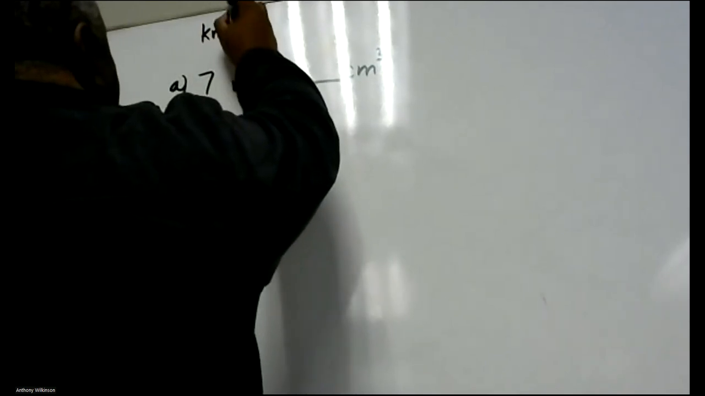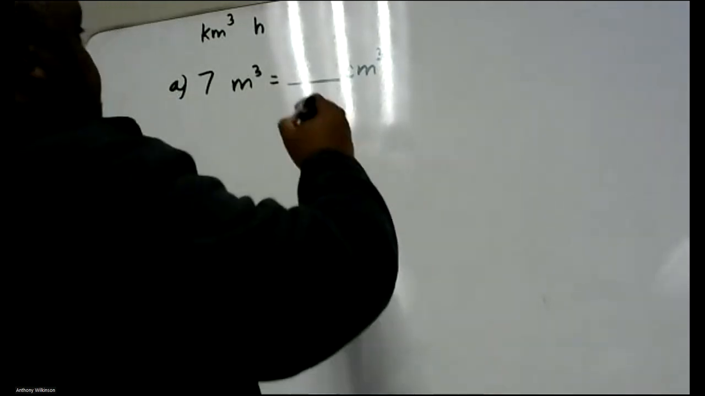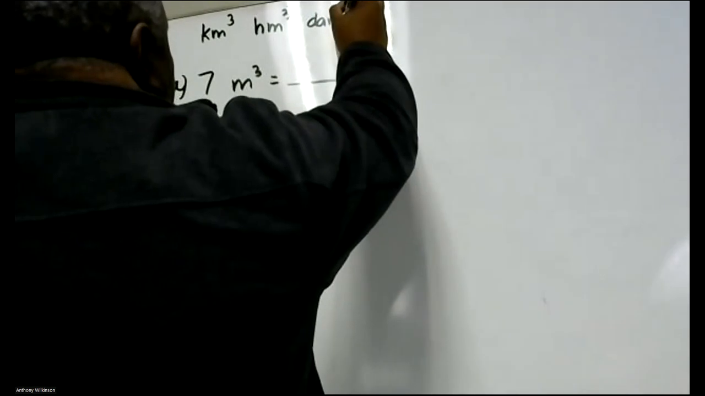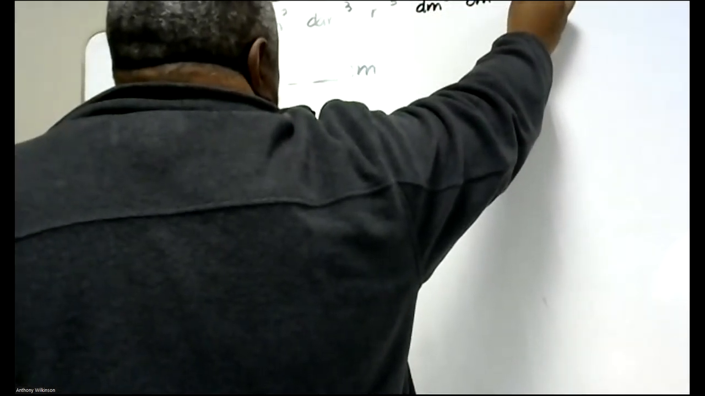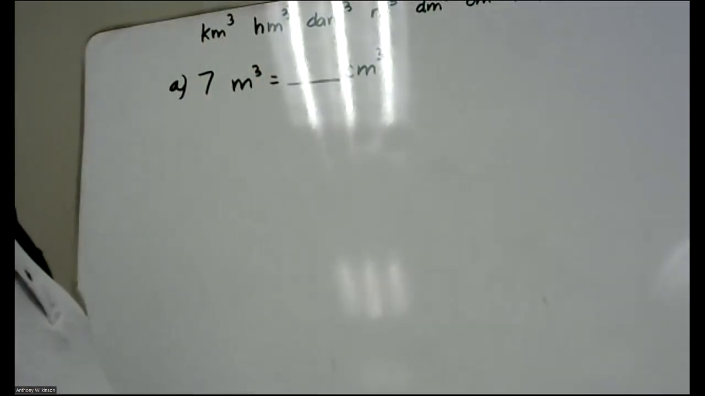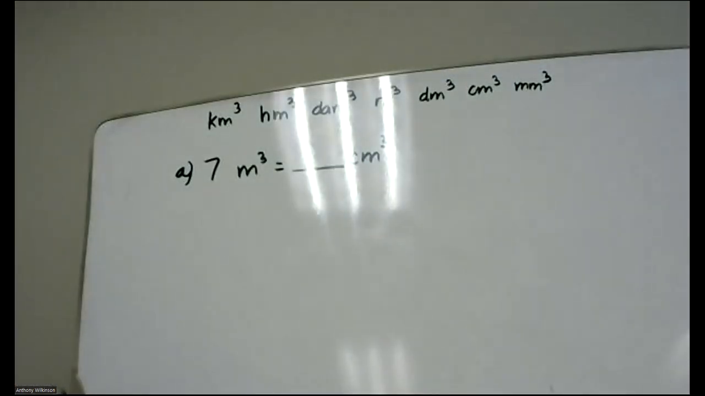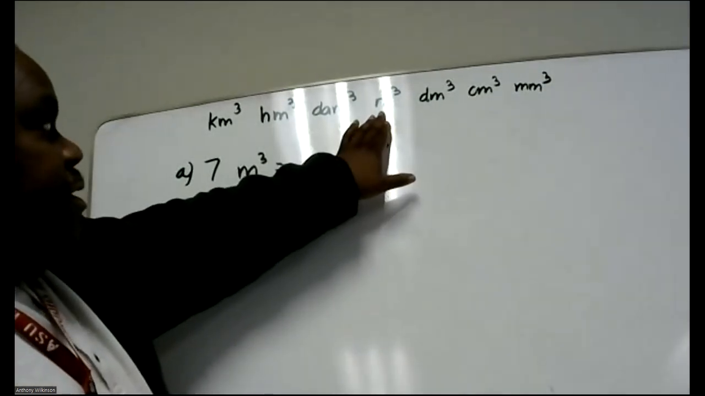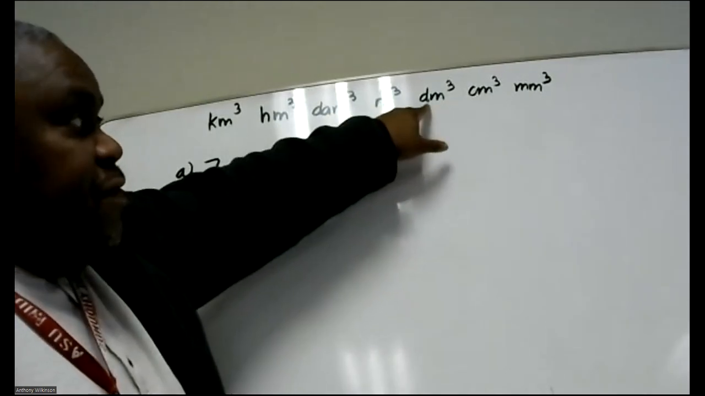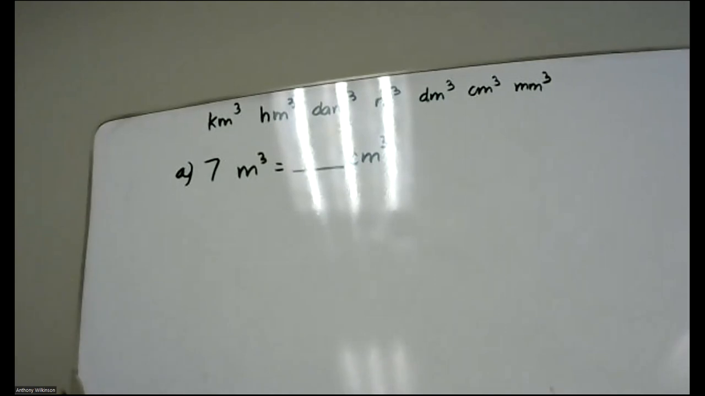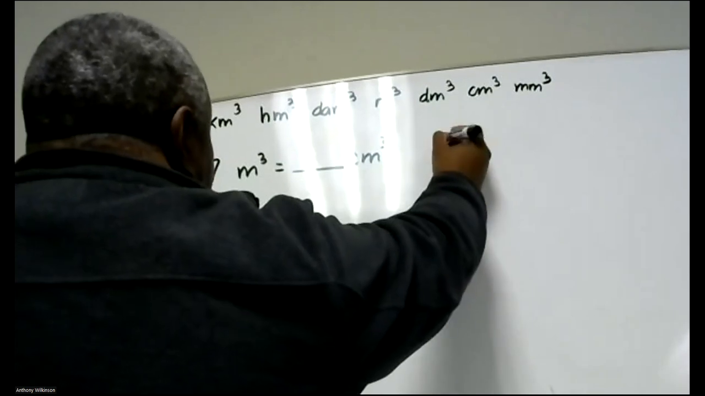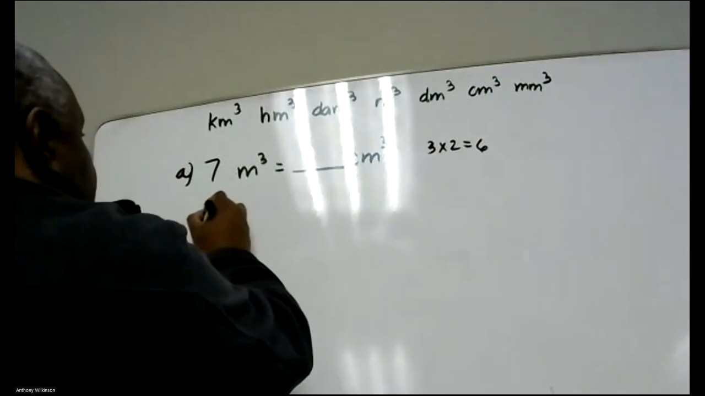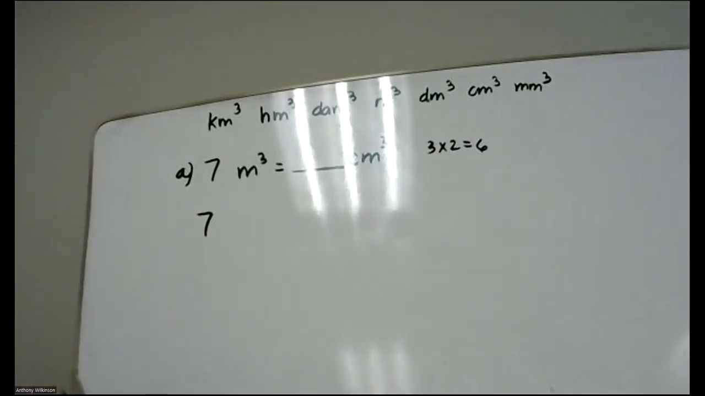I'm going to go ahead and write up that conversion table that I have. There we go. Now, here we're going from cubic meters to cubic centimeters. If this was linear units, you would move the decimal point two places to the right. But since it's cubic units, we have to do three times the number of places that we would normally move. So three times two, that would be six.